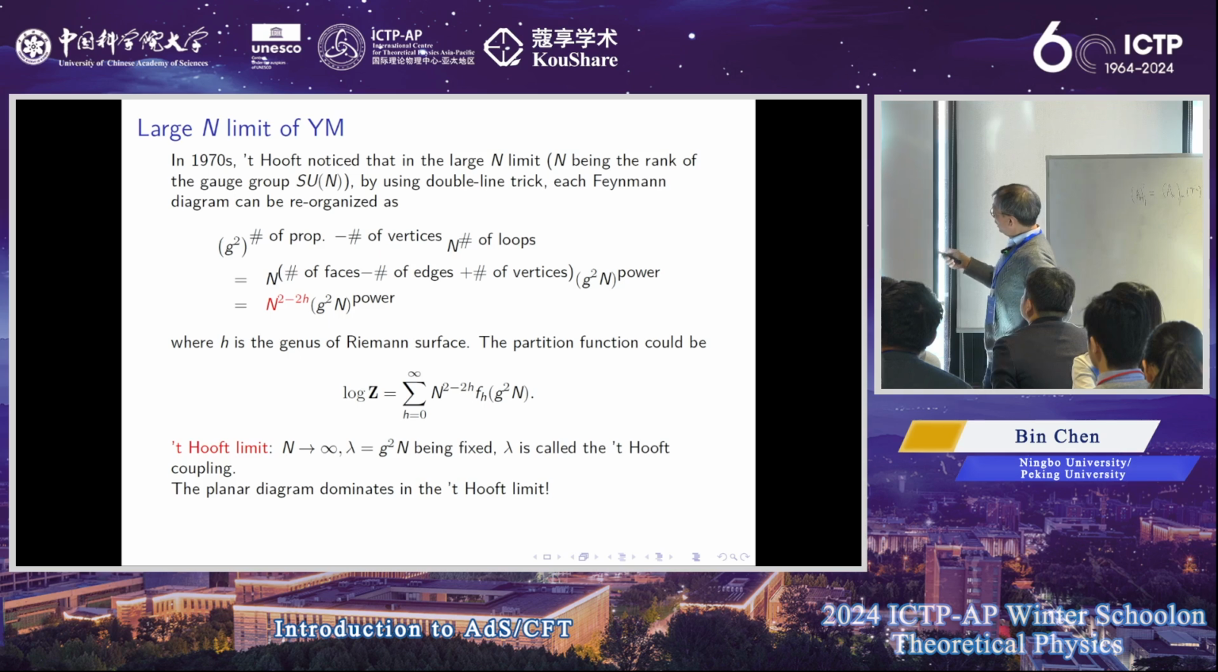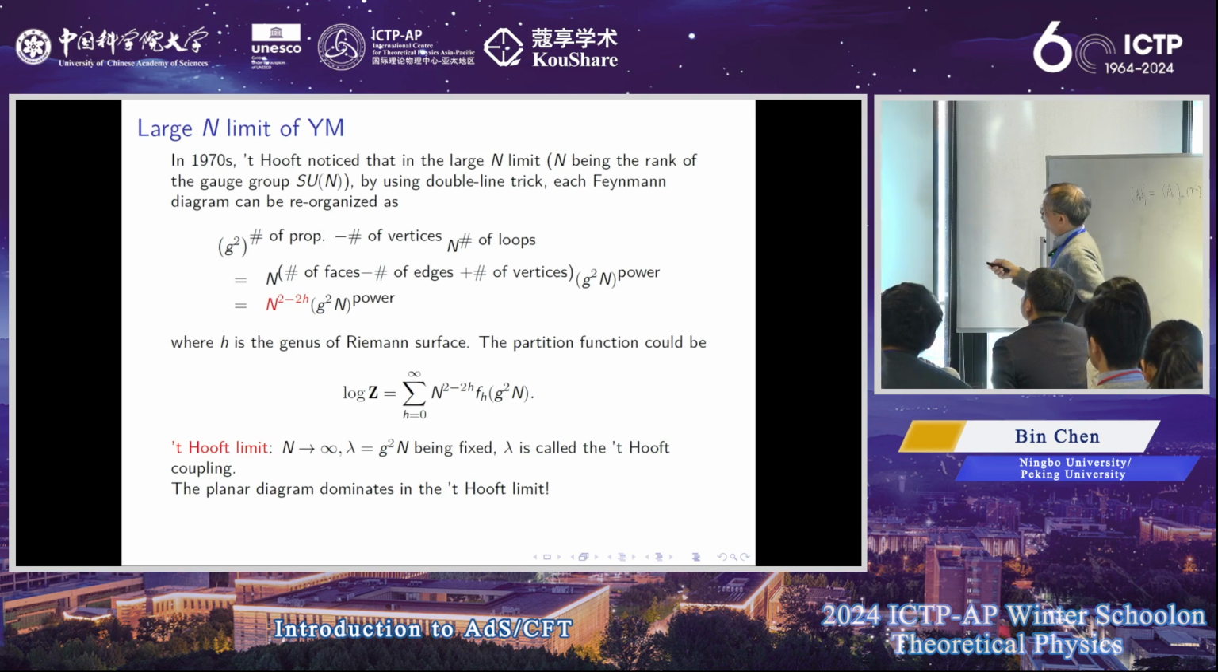And then in general, using this organization, the partition function could be written this way, and you have this factor n to the power 2 minus 2h, and some other function of G square n. And 't Hooft proposed that we can take this large n limit, where n tends to infinity, but keep this factor G square n, the 't Hooft coupling, fixed. Okay, this is the so-called 't Hooft limit.